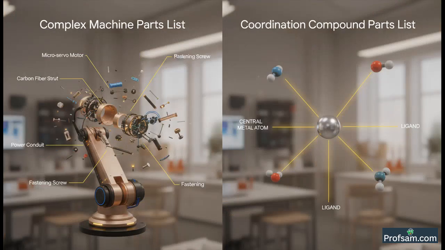Let's dive right in. Imagine you are trying to build a complicated machine. What is the first thing you would need? A parts list, right? A list that tells you exactly what each component is called. Without it, you would be completely lost. Well, these terms are our essential parts list for building and understanding coordination compounds.